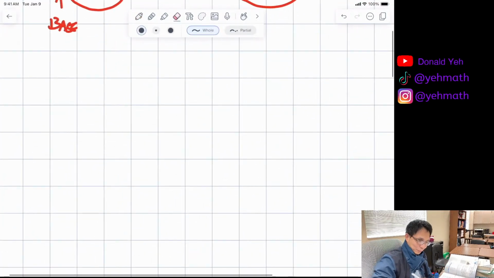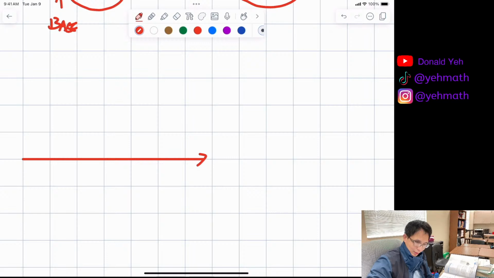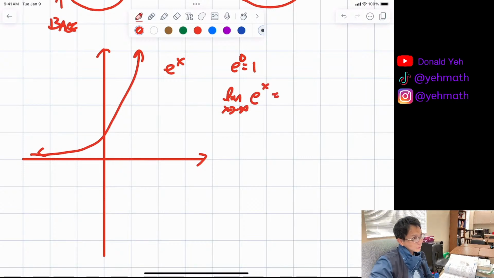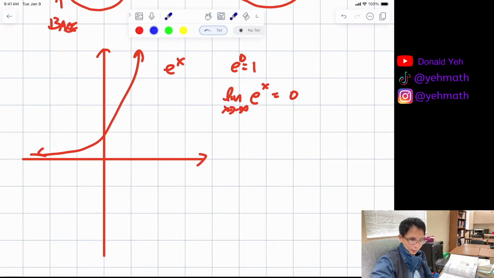Anyway, you have to know some basic graphs. Here's the basic graph you need to know: the graph of e to the x. Why do you need to know that? Because e to the 0 is what? 1. Good. How about the limit as x approaches negative infinity of e to the x? Zero. Good. You are reading the graph, as you're supposed to. You understand that going to this side is going towards 0.